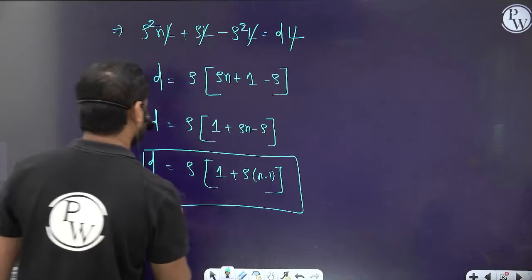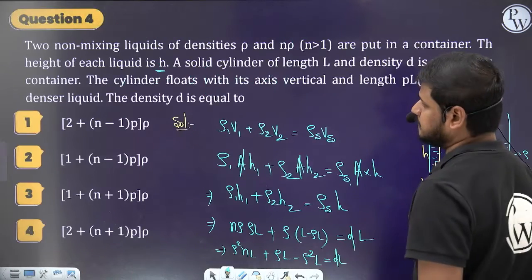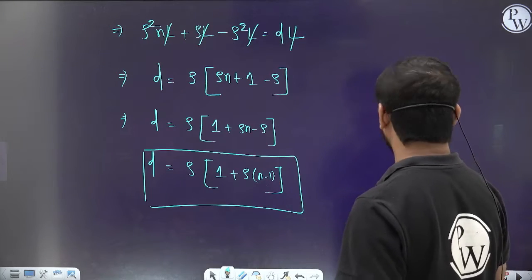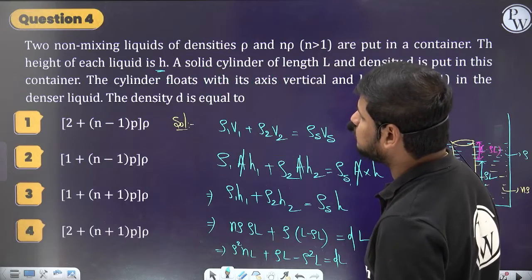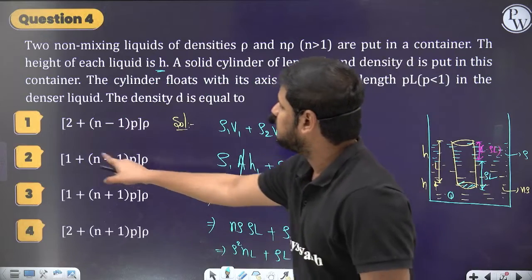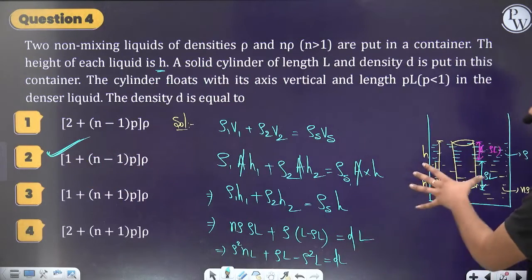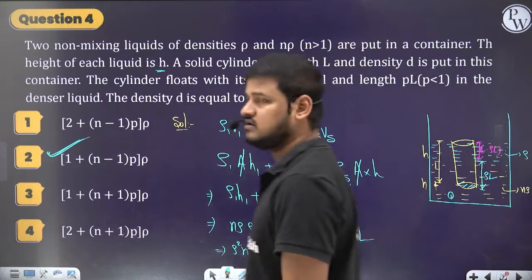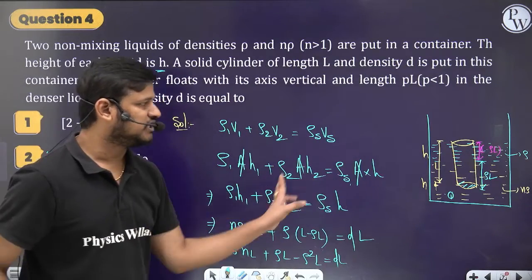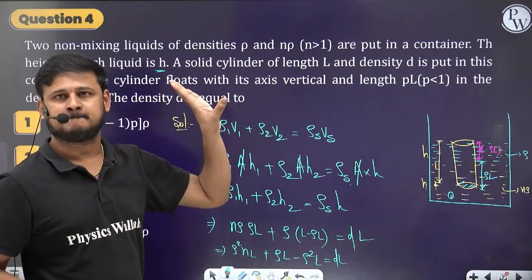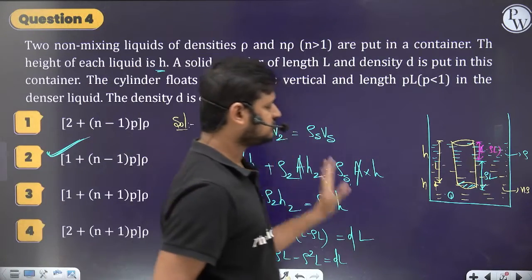Check this one. So rho into 1 plus N minus 1 into rho. Option 2 is the correct one. So the concept is simple. Just adjust with the terminology, guys. The terminology is important. That's it. The concept is going to be very simple. Done? Clear, guys? Chalo.